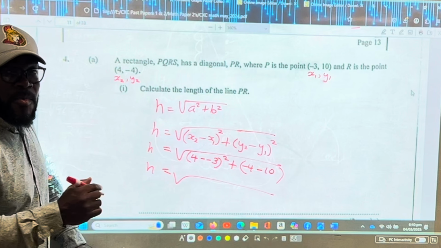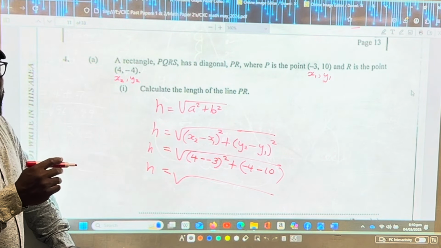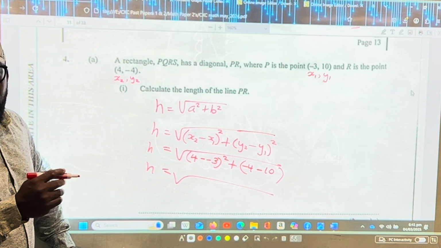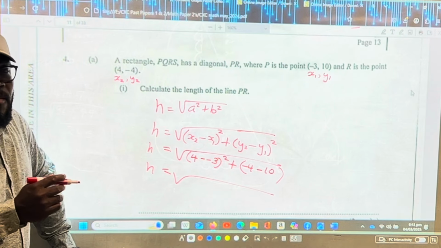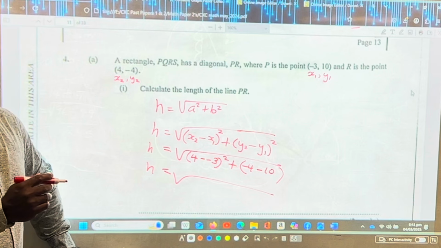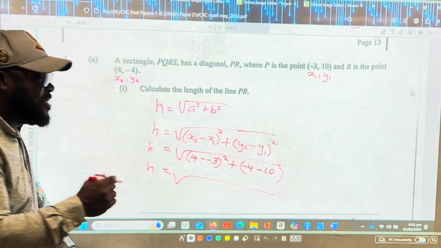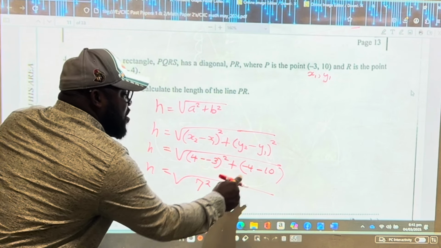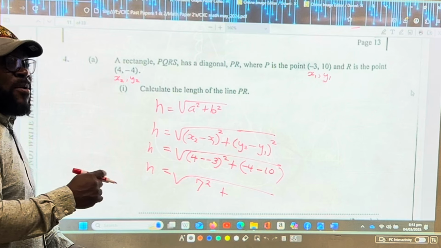Next, 4 take away negative 3. No, 7. 7 squared is 49. Negative 4 take away 10.